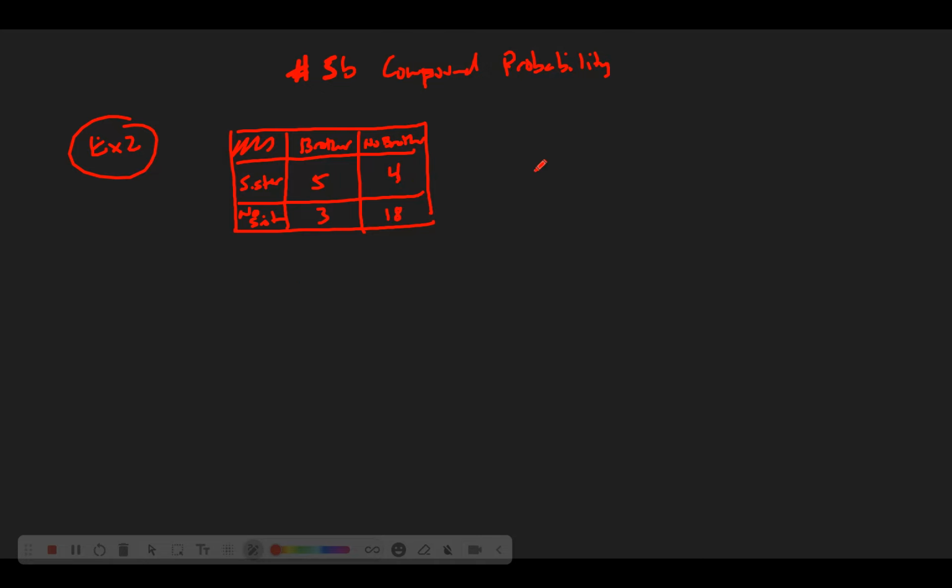Okay, the question is, given the table, find the probability a student, and then part A has a brother and a sister, and then B has a brother or a sister.